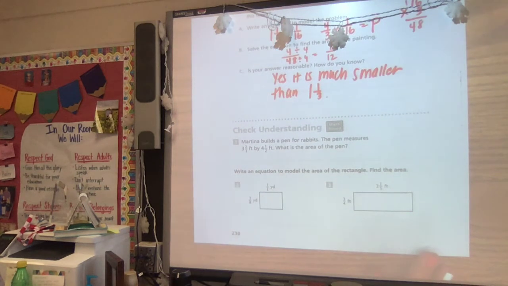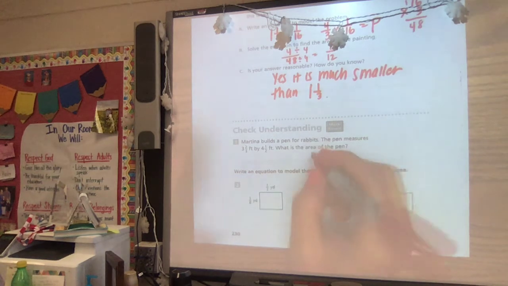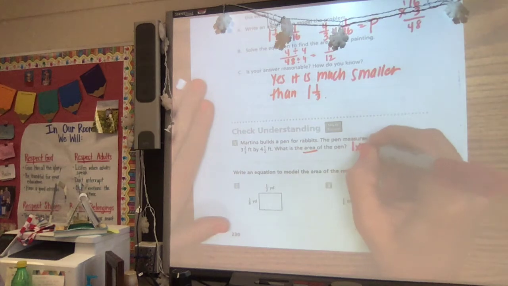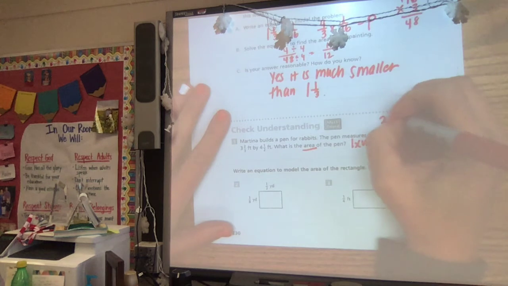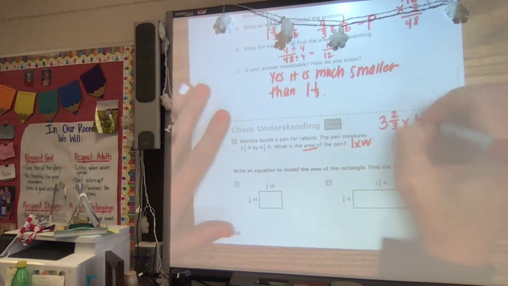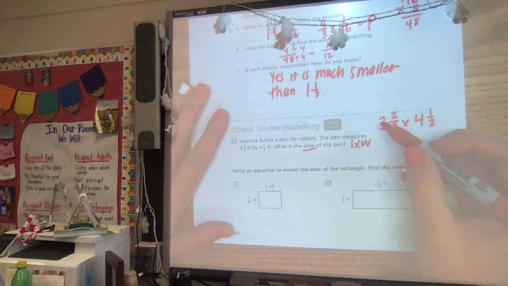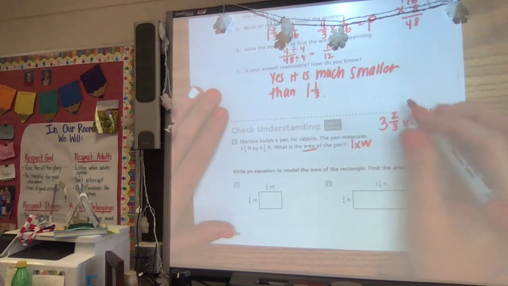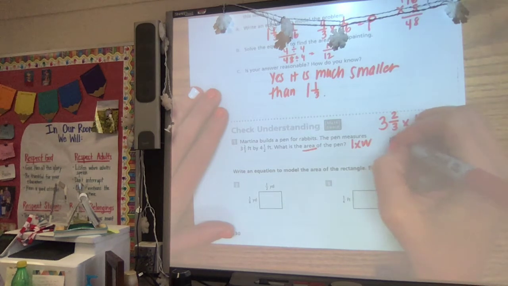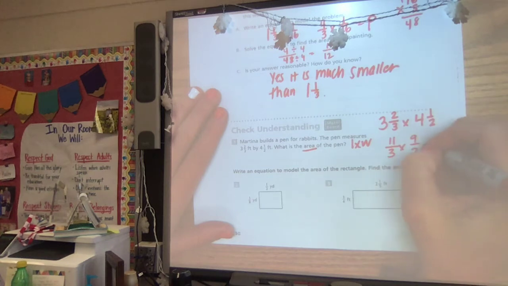Okay, let's look at number 1. Martina builds a pen for rabbits. The pen measures 3 2/3 by 4 1/2. What is the area? Remember, area is length times width. So we have 3 2/3 times 4 1/2. So let's make these improper fractions. 3 times 3 is 9, 10, 11 thirds. 2 times 4 is 8, plus 1 is 9 halves.